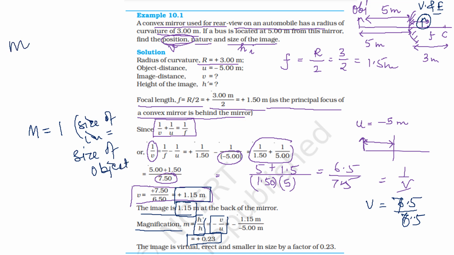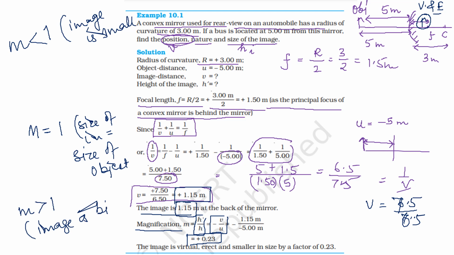When m was less than 1, then image is small. And when m is greater than 1, it means what? Image is big. So these basic concepts you have to remember. The image is virtual, erect and smaller in size by a factor of 0.23. First you see the question, try to understand it, close the book and try to solve it yourself.